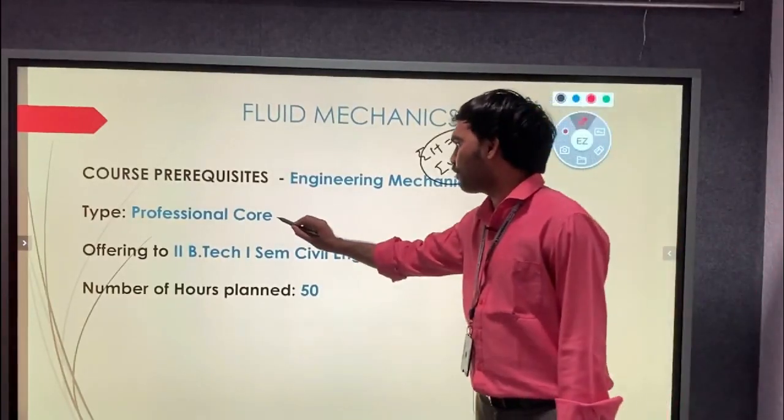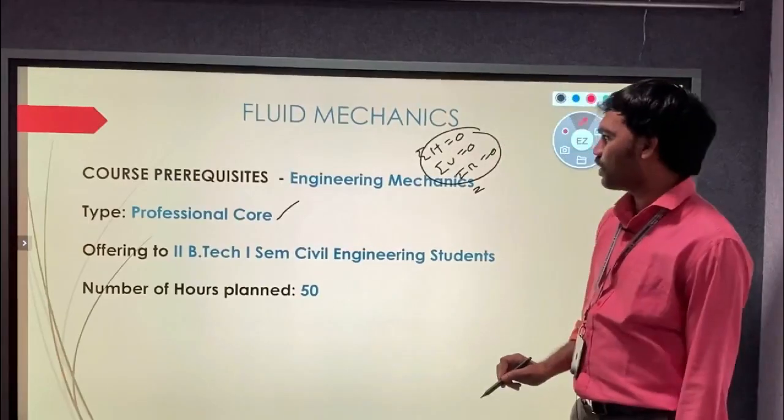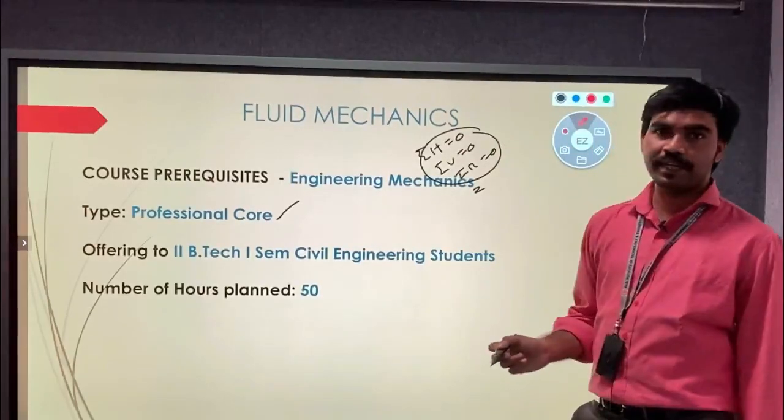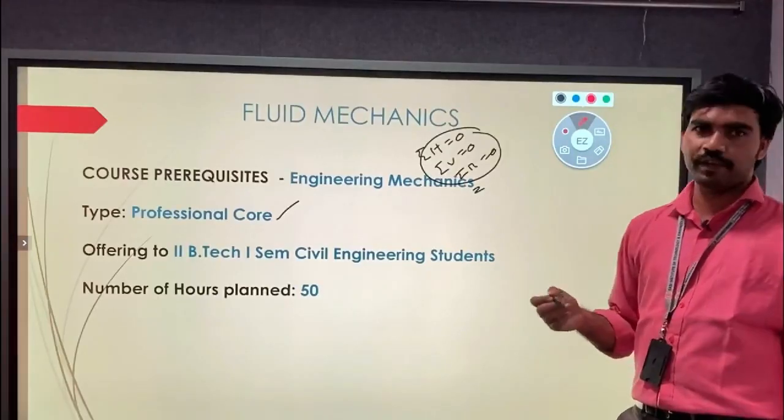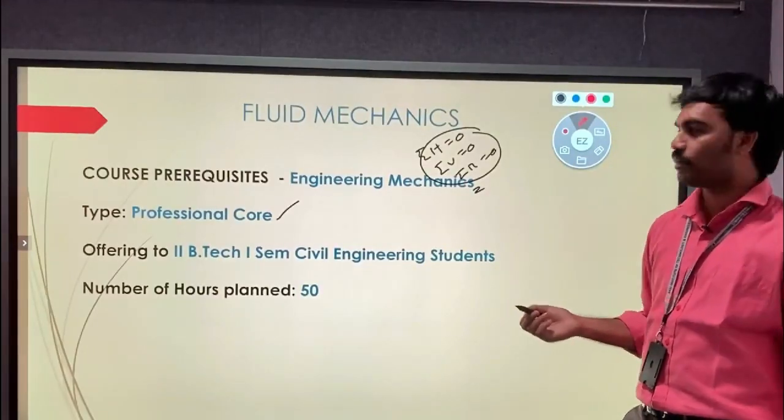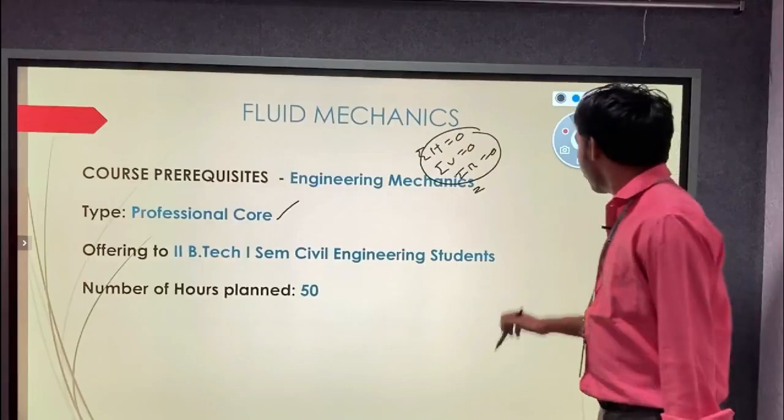This course we are offering as a professional elective, and it is offered to second year BTech first semester civil engineering students. The number of hours we are planning to complete the complete syllabus is about 50 hours.